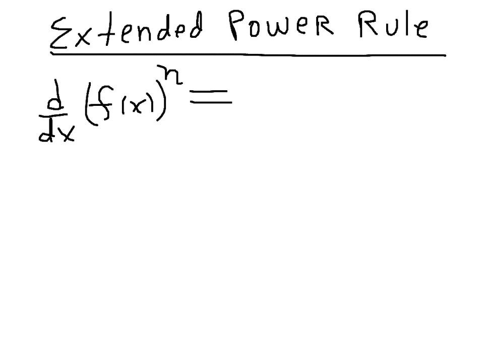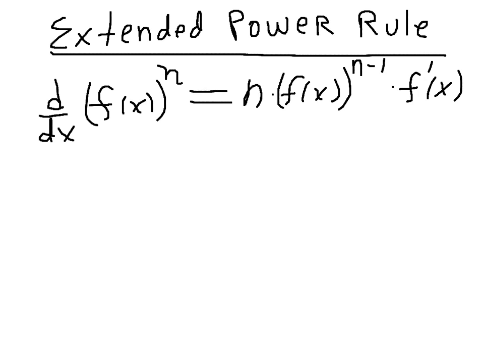And so finally, let's take a look at what we call the extended power rule. And this is a special case of a function itself raised to a power. And if we think about a function raised to a power, the outermost function would be x to the n, and the innermost function would be f of x. And so the derivative of this looks a lot like the power rule. It's going to be n times f of x to the n minus 1 times the derivative of f of x.